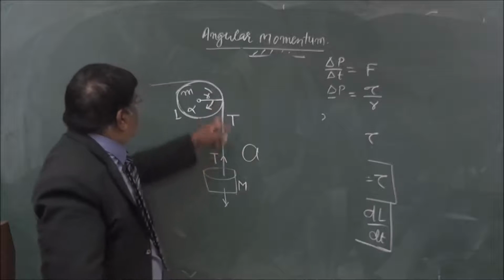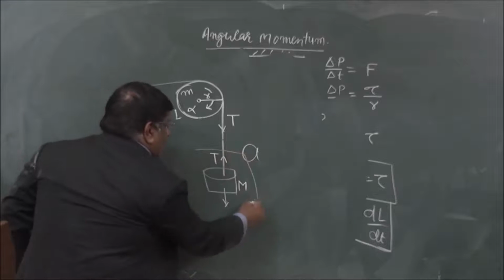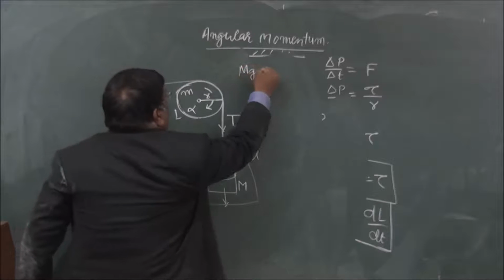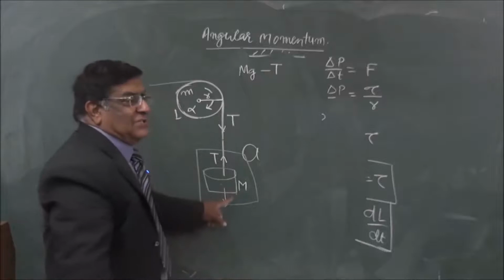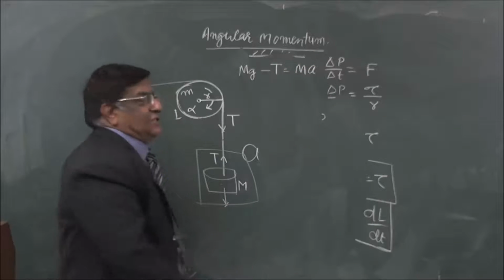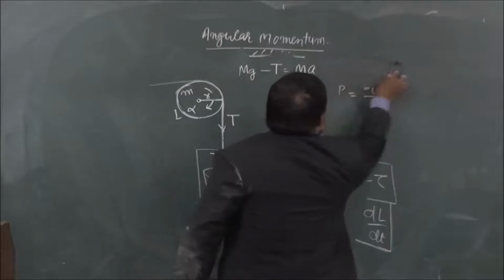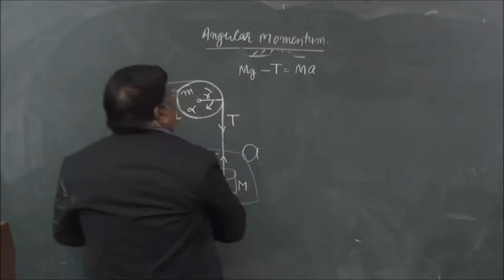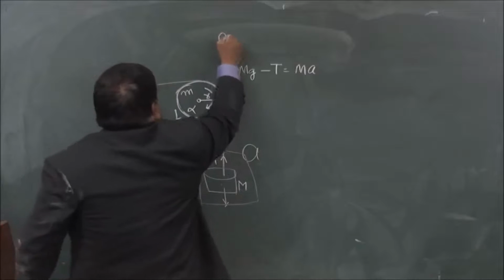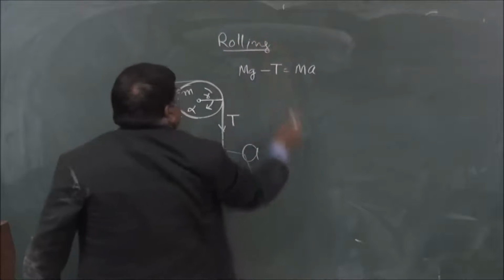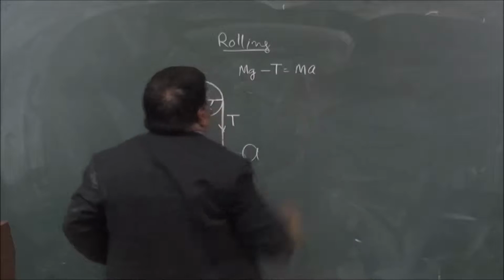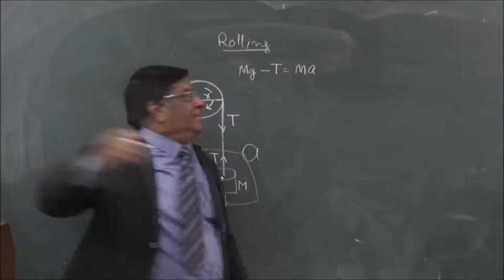Okay. Now make a free body diagram here. How much is the force acting downward? mg. How much acting upward? T. mg is greater, that's why it is going down. So this is equal to linear acceleration A. Is this correct? And this is the A we want to find out. So mg minus T is equal to ma. One equation.